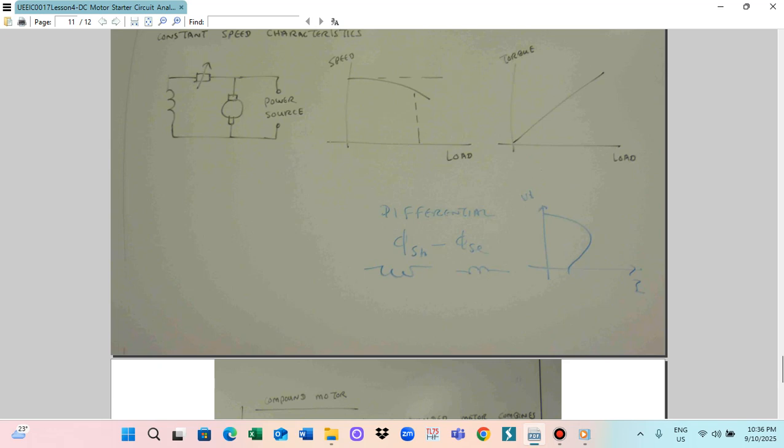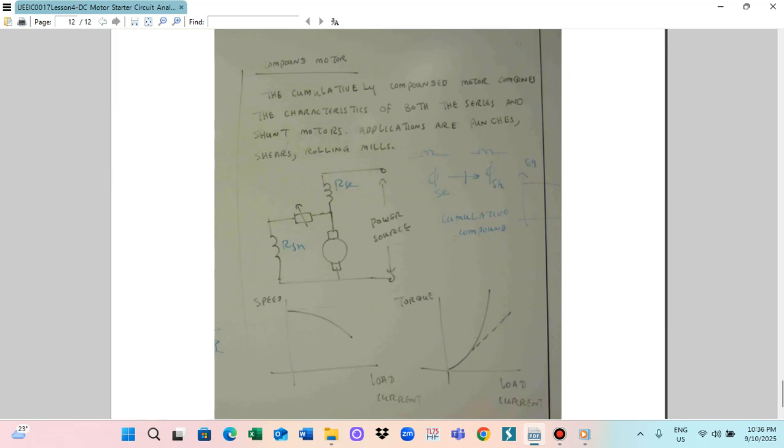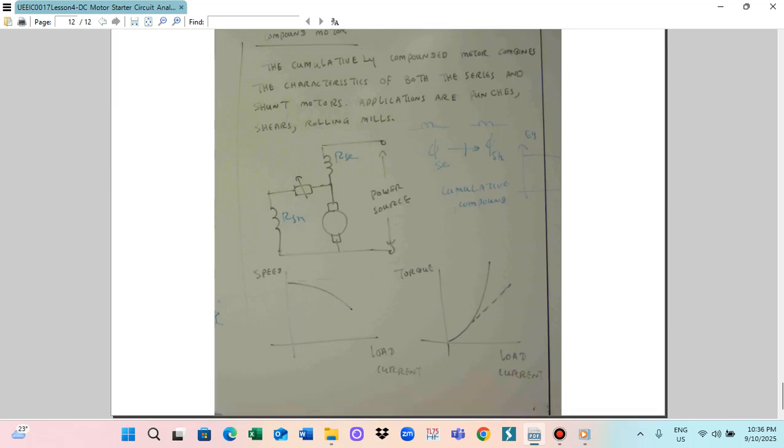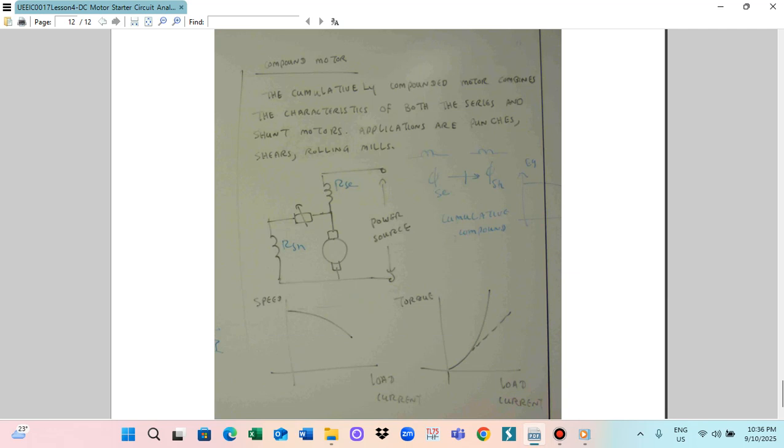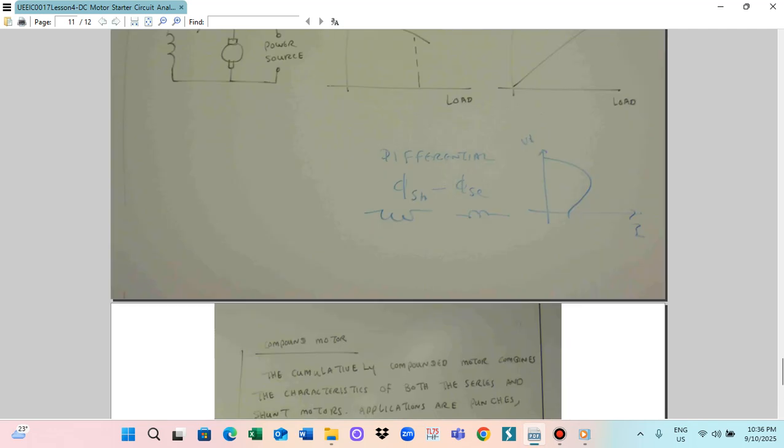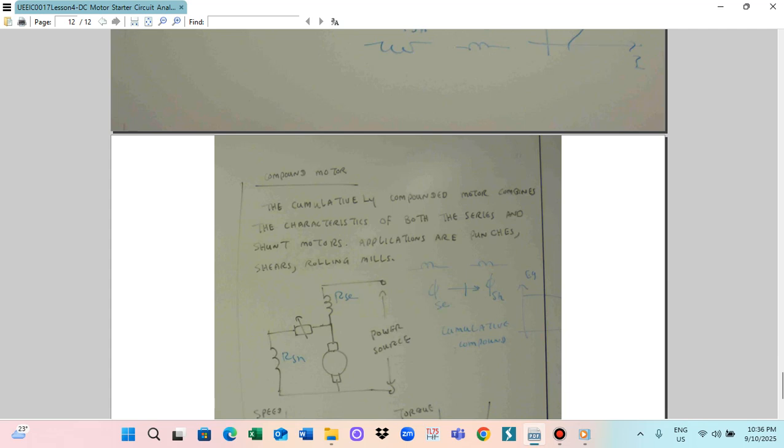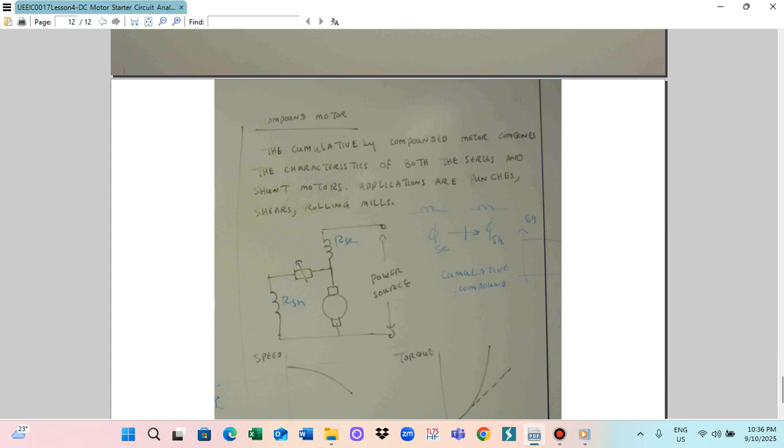When you use a cumulative compound, the speed and torque are fairly constant, and it also provides good starting torque. So the cumulative compound motor combines the characteristics of both the series and the shunt motor. The applications are punch, shear, and rolling mill. Those carry heavy loads, so we have to utilize the cumulative compound.